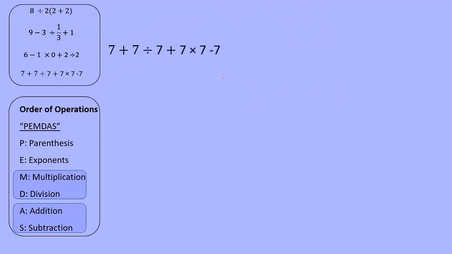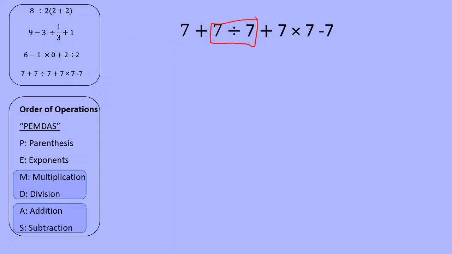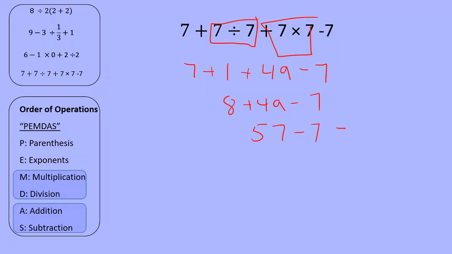The last problem with all the 7s, same thing. We're going to do division and multiplication first. So we're going to get 7 plus 7 divided by 7 is 1. 7 times 7 is 49. And now we just move left to right. 7 plus 1 is 8. 49 plus 8 is 57. And our final answer for this problem is 57. And there we have it.